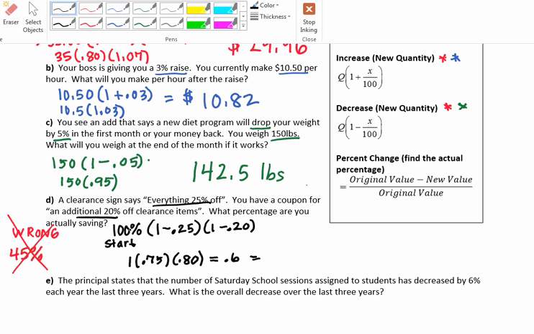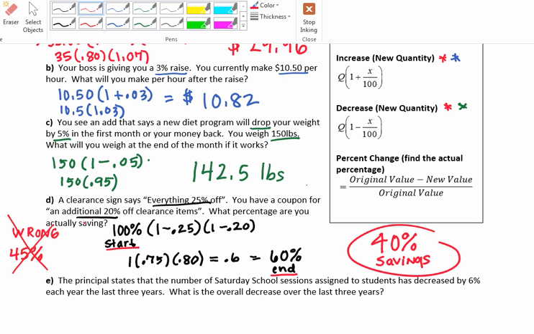And since I started with a percentage, I should end with a percentage. 0.6 is 60%. So here's where we can see our discount. We started with 100% and we ended with 60%. So after the two discounts, our price is now 60% what it was. So if you start with 100 and you ended with 60, there is a difference of 40%. So 40% is your actual savings. Notice that it's not 45%. I just can't add the two percentages together.